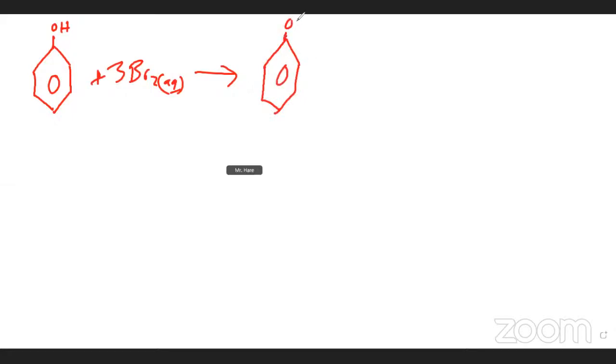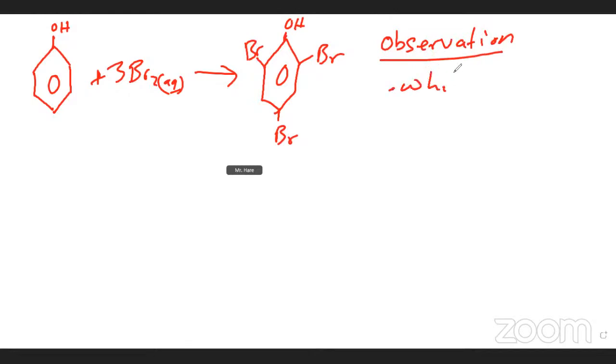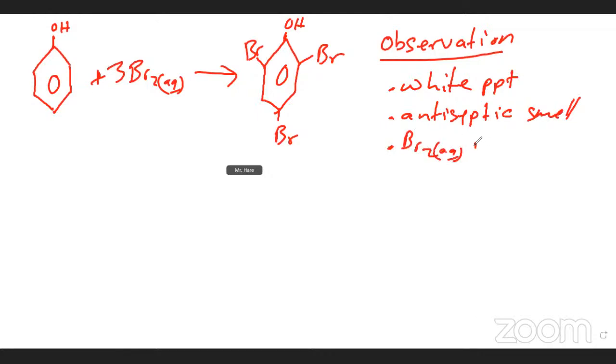So phenol is still there, and we're going to get 2,4,6. As I said, in terms of observation, you get the white precipitate. And what else did we say? Antiseptic smell, and the Br2 is decolorized.